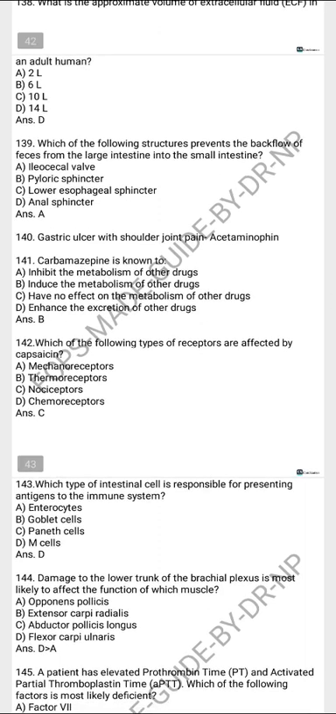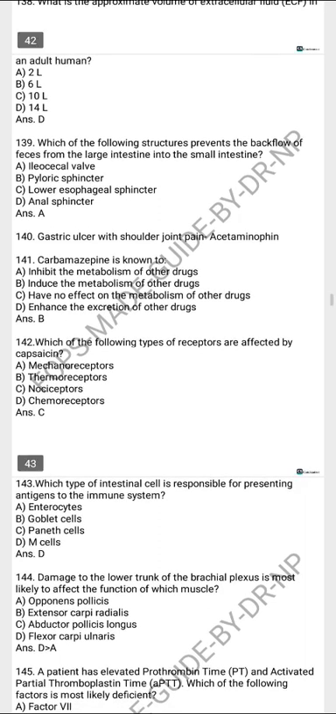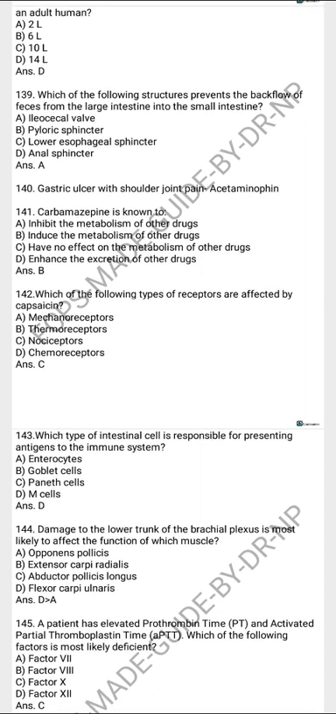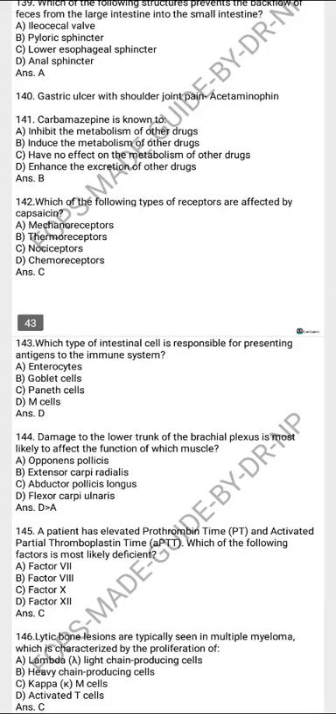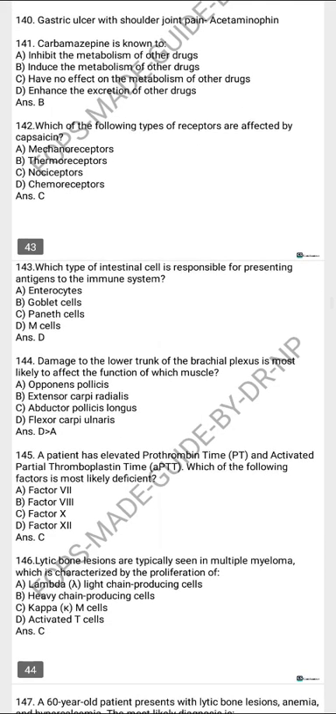The gastric ulcer with shoulder joint pain. Acetaminophen, carbamazepine is known to induce the metabolism of other drugs. Which of the following types of receptors are affected by capsaicin? That is the nociceptor. M cells are a type of intestinal cell responsible for presenting antigen to the immune system.